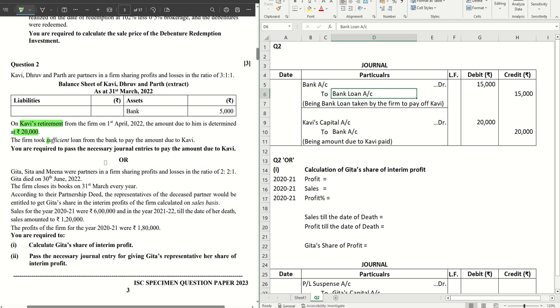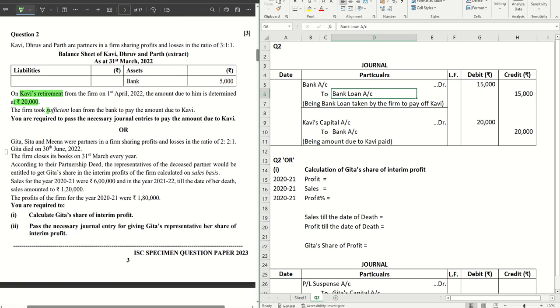Let's move on to the OR question in this sum, where we have a death sum clubbed with retirement sum that was given. The previous one was retirement, this one is death. Geeta died on 30th June 22. The books are closed on 31st March every year. We have the partnership deed which says that the representatives of the deceased partner would be entitled to get the share of the deceased partner in the interim profits of the firm calculated on sales basis.